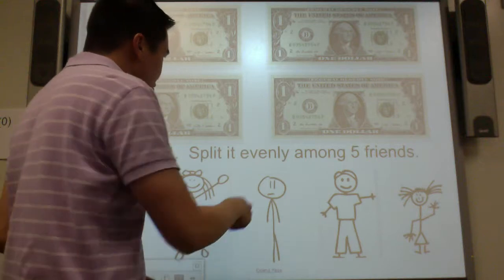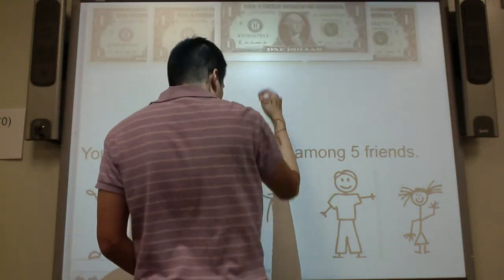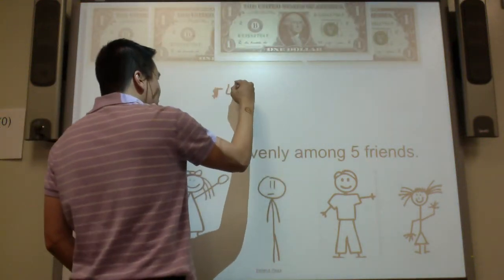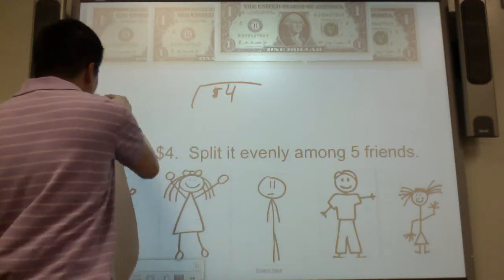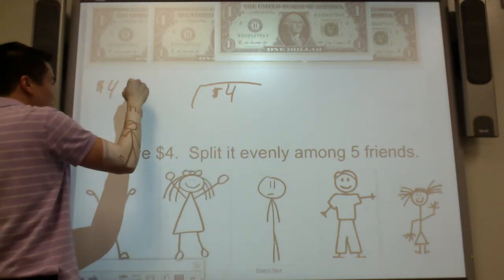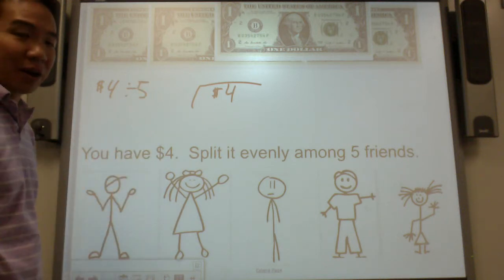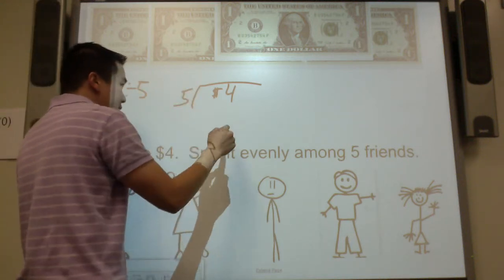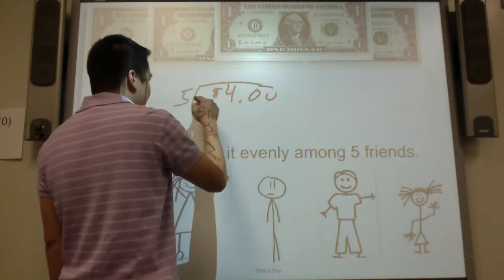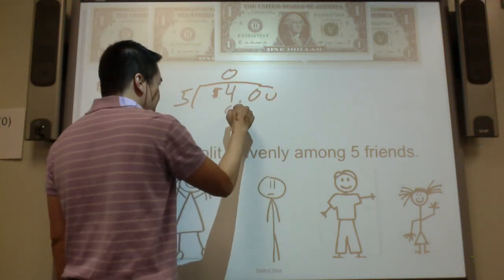If I have $4, 1, 2, 3, 4, and I want to split it evenly, so I have $4, and I want to divide it evenly among 5 friends. So $4 divided by 5 friends. Let's see, $4 divided by 5. Can 5 go in 4? 0 times.